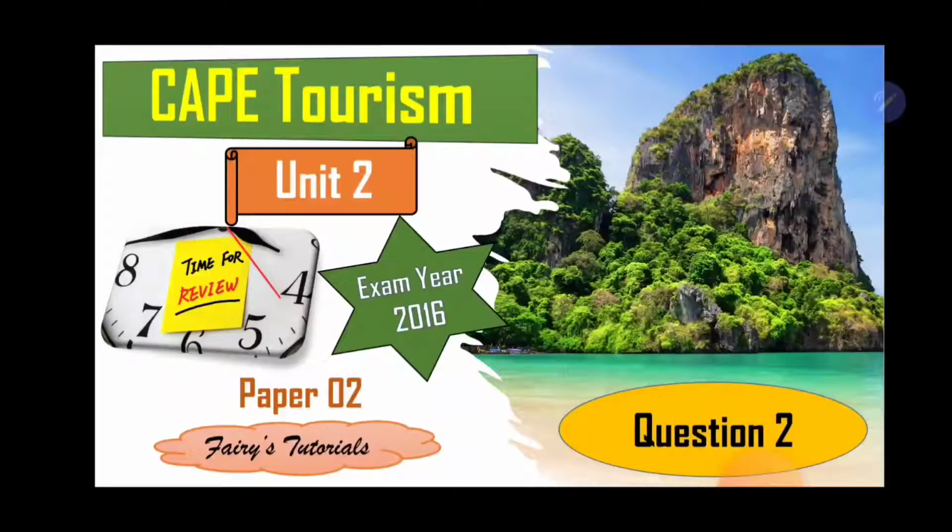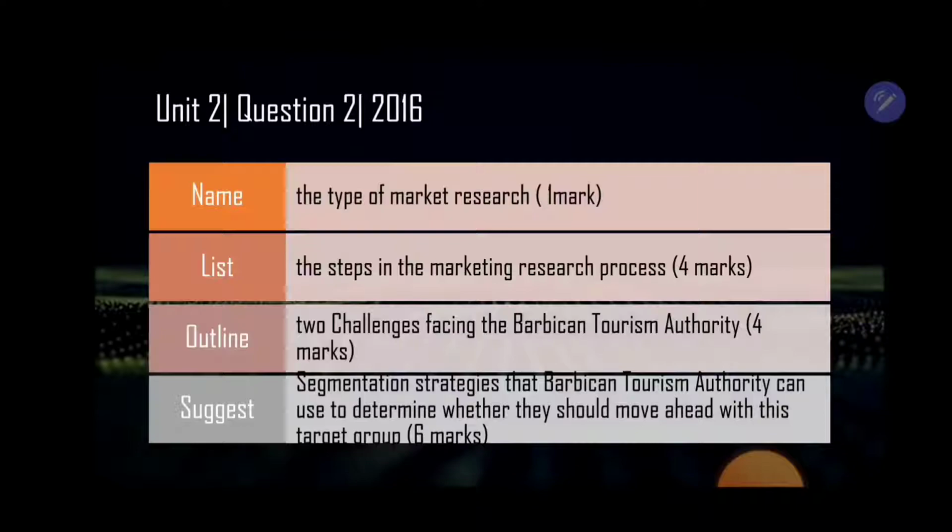Tourism Unit 2. In today's video, we're looking at a past paper question for the exam year 2016, and we're focusing on question 2. Now, the first part of the question is a little scenario, and from that scenario, you're supposed to name the type of market research. We'll explore that scenario in just a while, and that is worth 1 mark.